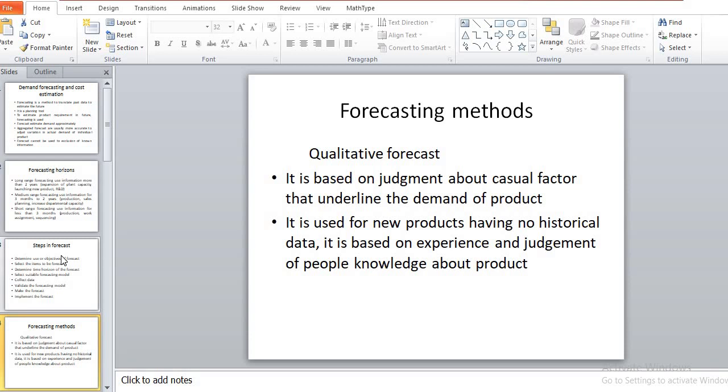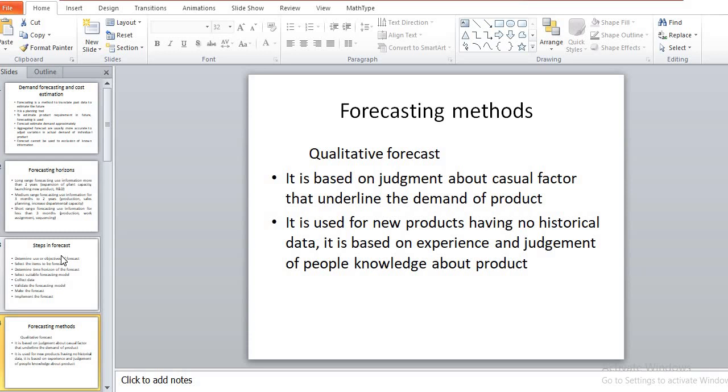And for forecasting purposes, the experience and judgment of expert people and their knowledge about this product are used. The experience, judgment and knowledge of those experts about this product are used for forecasting the product. So it is qualitative forecasting. For a new product it is generally weak.